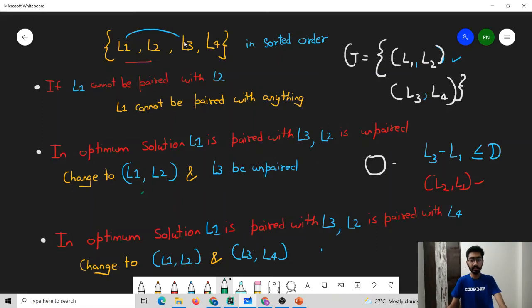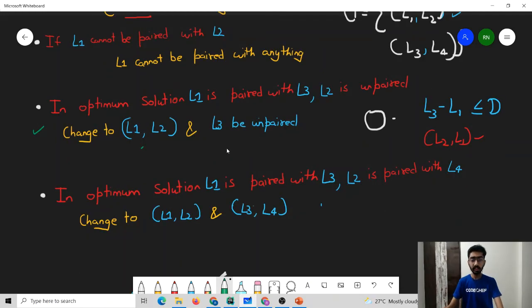And after this exchange, I also proved that there is at least one pairing, L2 and L1. It might be possible that now L3 and L4 can also be paired, but one thing that I made sure is there is at least one pairing. So for sure I am not going to worsen my solution. So making this exchange will not worsen my solution.